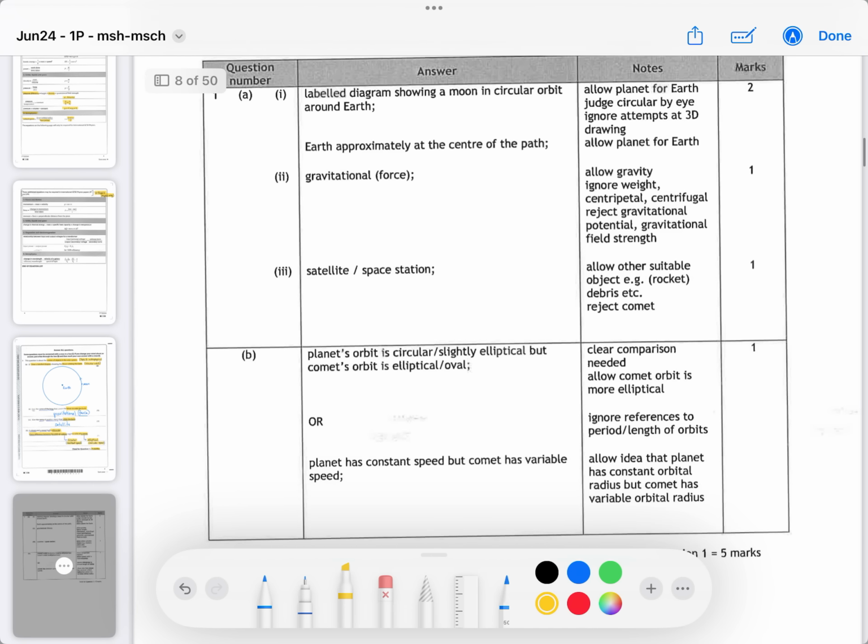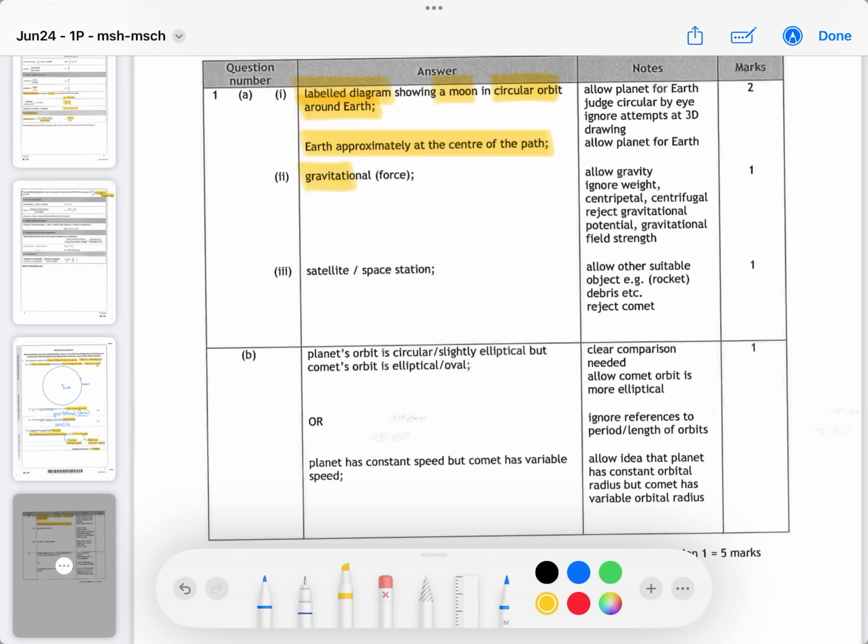And here's the mark scheme. Okay, so you need to have a labelled diagram to get the marks. You've got to show that the Moon is in a circular orbit around the Earth, and both must be labelled. And you've got to make sure that you draw the Earth approximately at the center of the path. That's why I redrew mine once I'd drawn the orbit with my Apple Pencil.